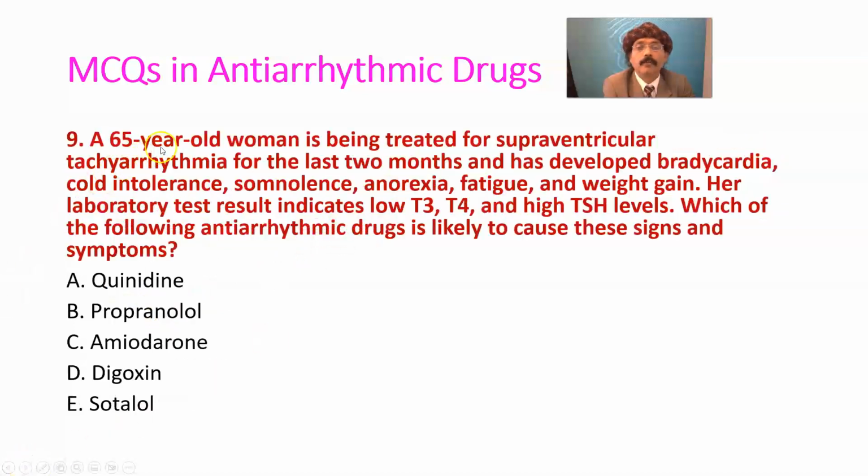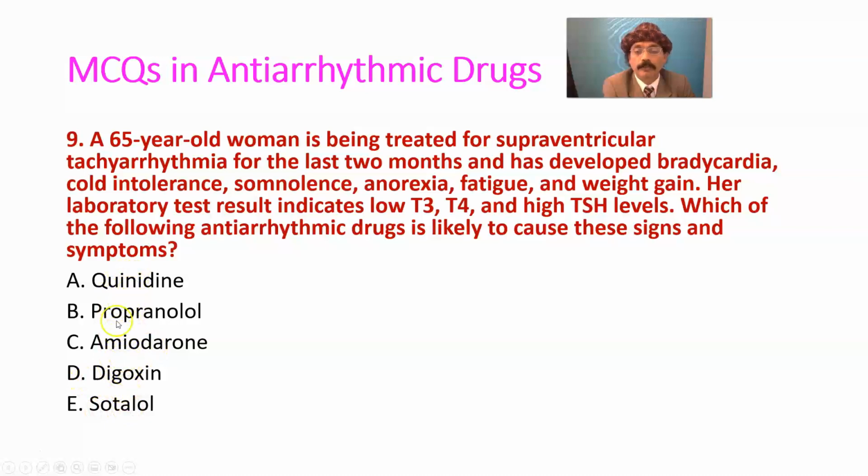Okay. Question number 9. A 65-year-old woman is being treated for supraventricular tachycardia for last 2 months and has developed bradycardia, cold intolerance, somnolence, anorexia, fatigue, and weight gain. Her laboratory test result indicates low triiodothyronine, thyroxine, high thyroid stimulating hormone level. Which of the following antiarrhythmic drug is likely to cause these signs and symptoms? Quinidine, propranolol, amiodarone, digoxin, sotalol. So what is the choice?